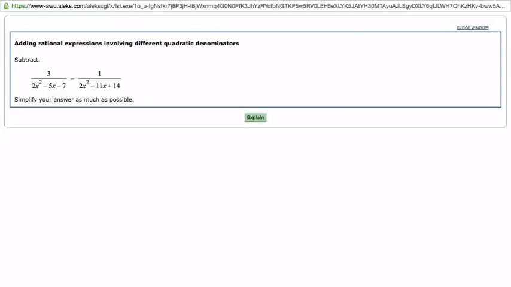All right, so let's take a look at this worst case scenario and at least take together the opportunity to set up the process of subtracting 3 over 2x squared minus 5x minus 7 minus 1 over 2x squared minus 11x plus 14. What's our first objective in this problem? If I'm meant to subtract these two fractions, what do I need?